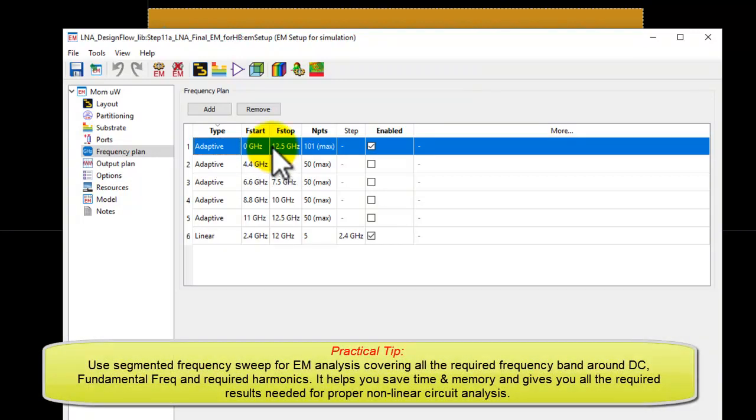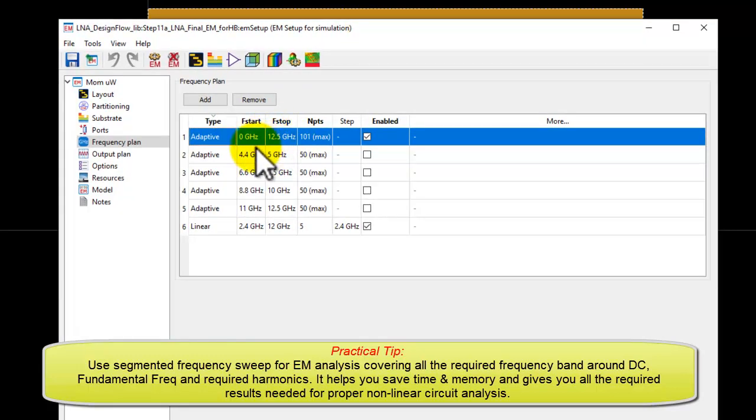But think about if you're doing a 10 gigahertz design or a 15 gigahertz design or a 20 gigahertz design. If you want to do it this way, then you might need to start from 0 and go all the way up to 70 or 80 or even 100 gigahertz with a single frequency sweep. Will that be economical? Will that be time friendly? The answer is simple: no, because you end up wasting a lot of your time and memory in the frequency spaces where you have virtually no energy or no interest.